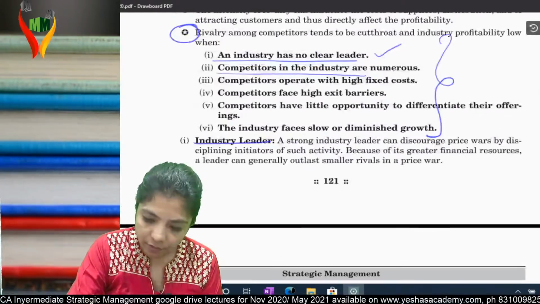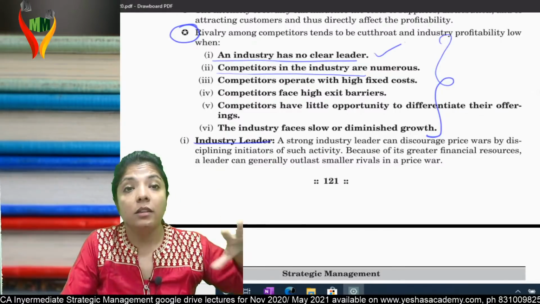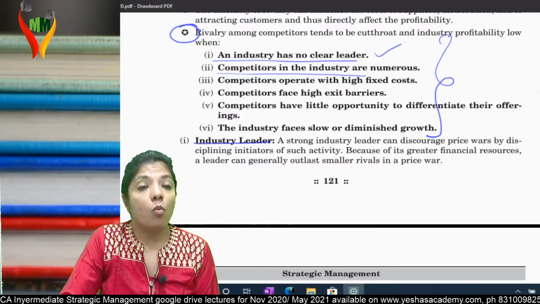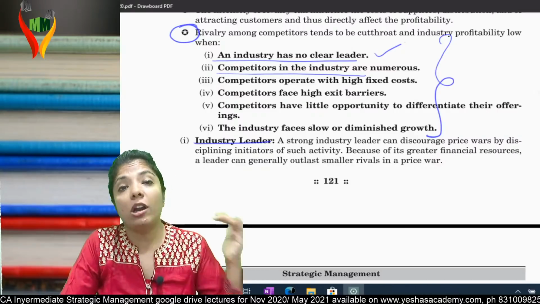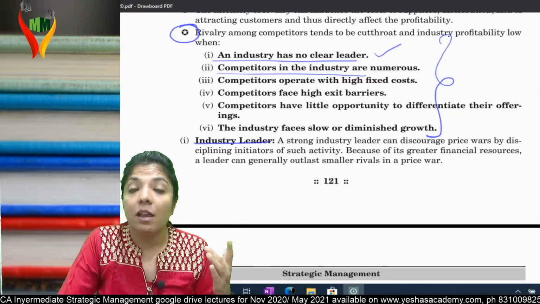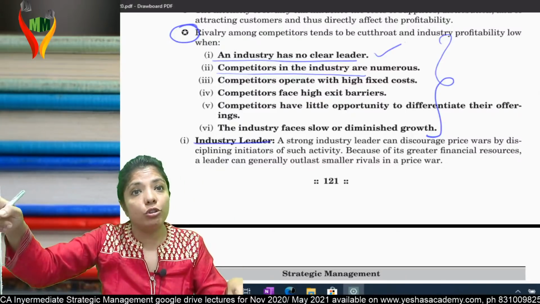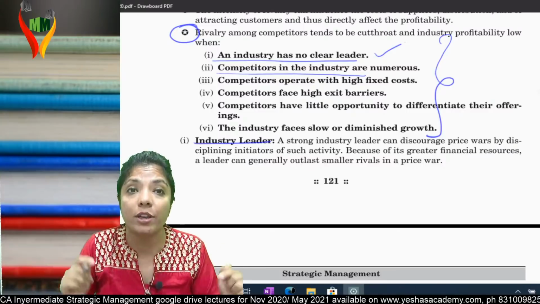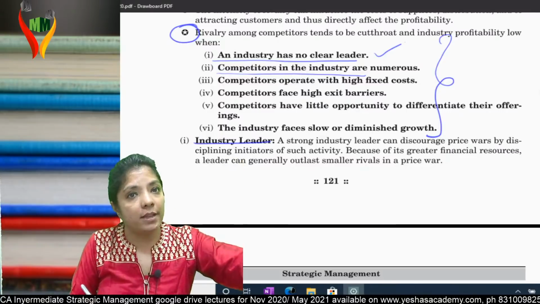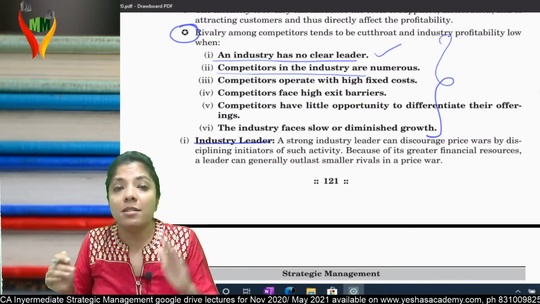Can I go ahead? Third point, competitors operating with high fixed costs. Now understand, the ones who have high fixed costs want to recover the fixed costs. How will they recover them? When the contribution is high. How will the contribution be high? When the sales volume is high. How will their volume be high? When their selling price is the lowest of all, so people will come to them and not go to their competitor. That means you reduce your selling price to attract customers so that your volume increases, in turn your contribution increases, and in turn your fixed cost is recovered.